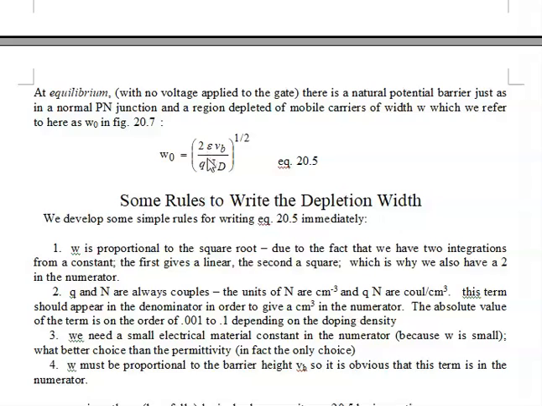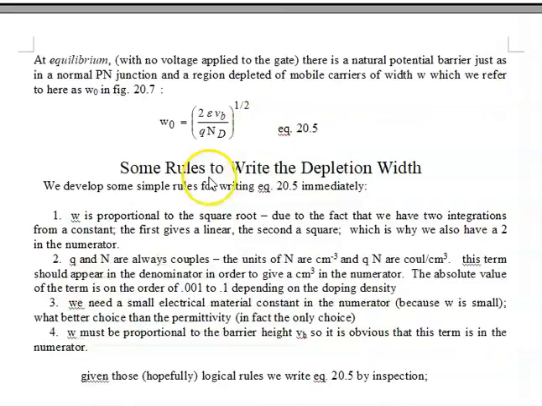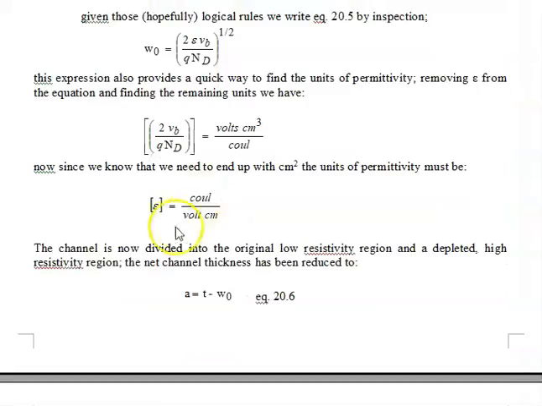Well, it has to have volts on the bottom, and it has to have centimeters also on the bottom, and it has to have coulombs on top. So the units for permittivity are coulomb per volt centimeter, which makes everything turn out precisely right and makes it really easy to write the depletion region width by inspection without having to look it up. And of course, equation 20.6, pretty straightforward.